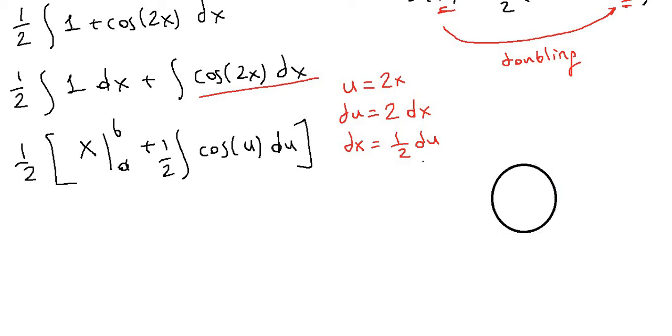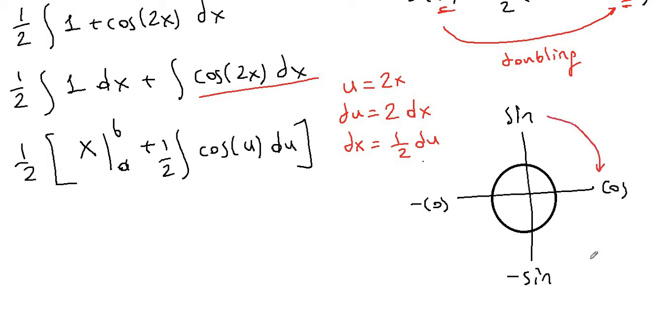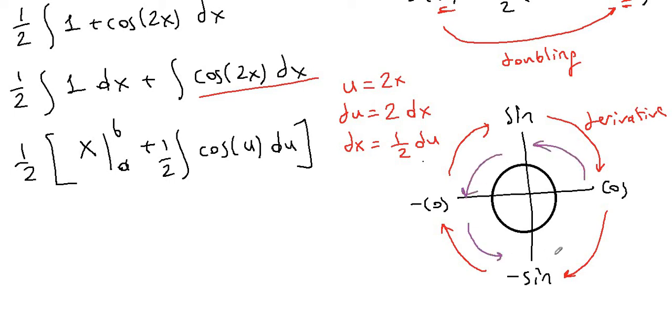This is a practical way to find the derivatives and antiderivatives of trigonometric functions: cosine, negative cosine, sine, and negative sine in a circle. If you go clockwise, you get the derivatives of each trigonometric function. So this is the derivative part. And if you go counterclockwise, or anti-clockwise, then you get the integrals. So the integral of cosine is sine.